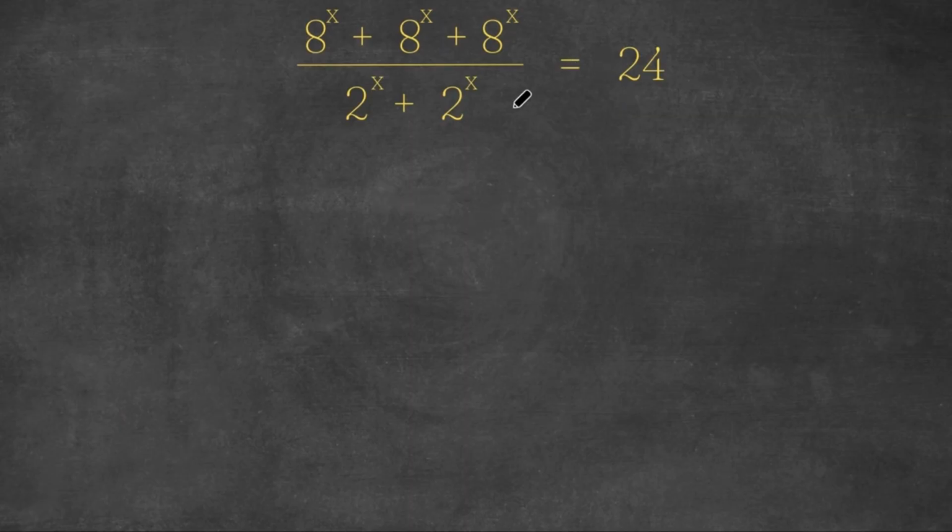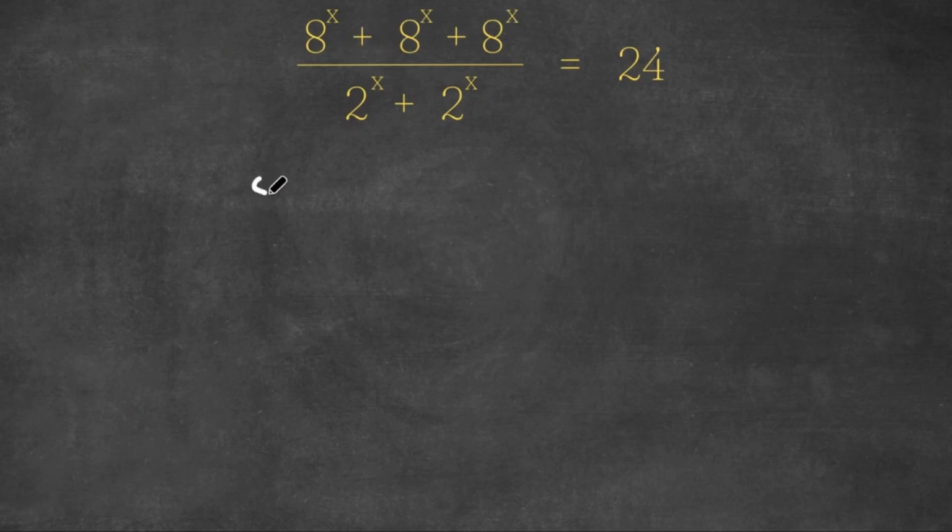In today's video, I'm going to be teaching you guys how to solve this exponential equation. So we have a to the power of x plus a to the power of x plus a to the power of x divided by 2 to the power of x plus 2 to the power of x is equal to 24.